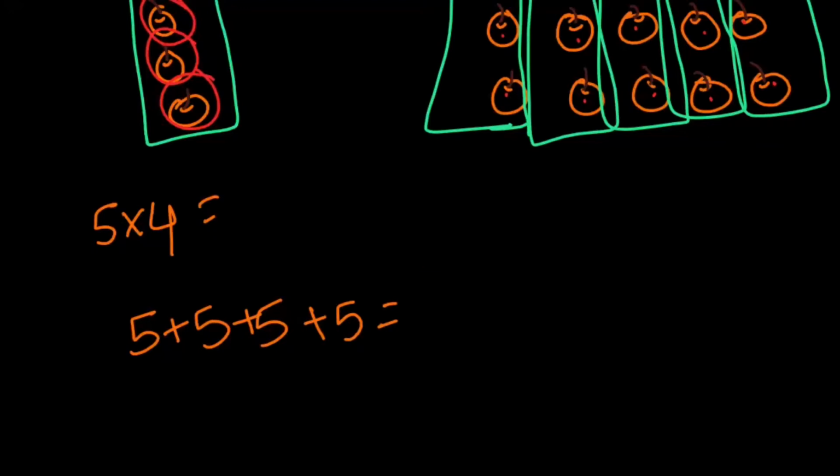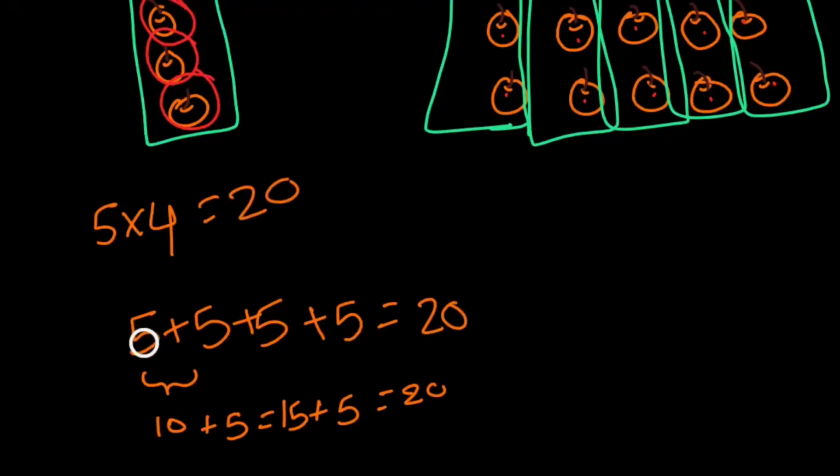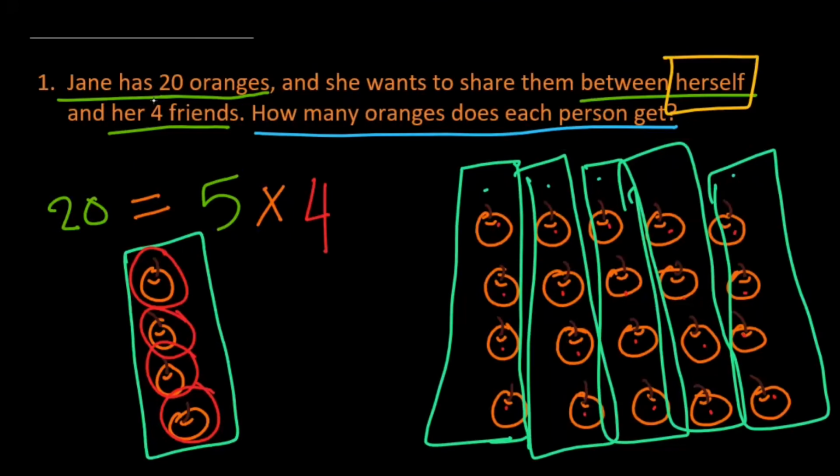Now we have to check. Okay, we have 5 plus 5. 5 plus 5 is 10. And then 10 plus 5 is equal to 15. And then we have the last 5, 15 plus 5. 15 plus 5 is equal to 20. So 5 times 4, or 5 plus 5 plus 5 plus 5, is equal to 20. So when we cross-checked, our answer was right. So we successfully completed this question. Let's go to the next question.